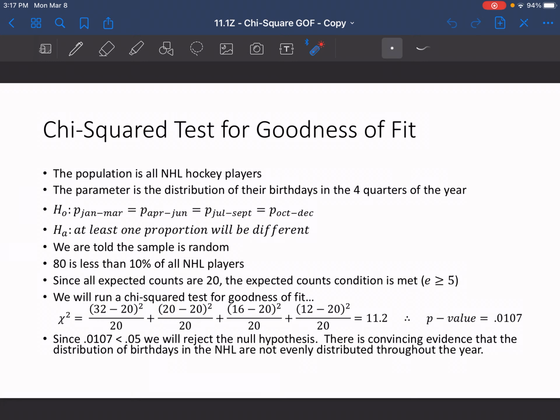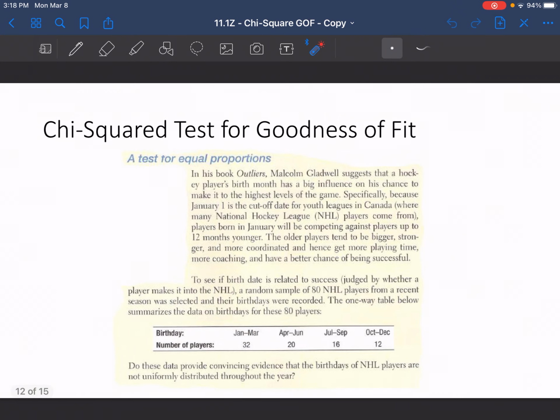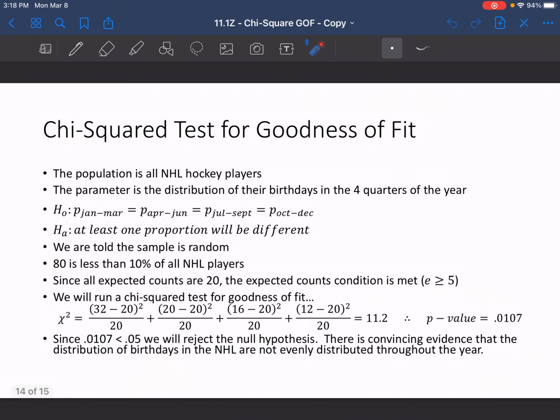Okay. From there, we want to plan, or we want to check to make sure that our 3 conditions are met. So we are told that the sample is random. 80 is going to be way less than 10% of all NHL players. And since all expected counts are 20 in this case, so we have 80 players divided by 4 quarters in a year, we should expect that 20 players would be born in each one of the 4 quarters of the year, which again represents our null hypothesis. Since all of those are greater than 5, the expected counts condition, or the large counts condition, is met.